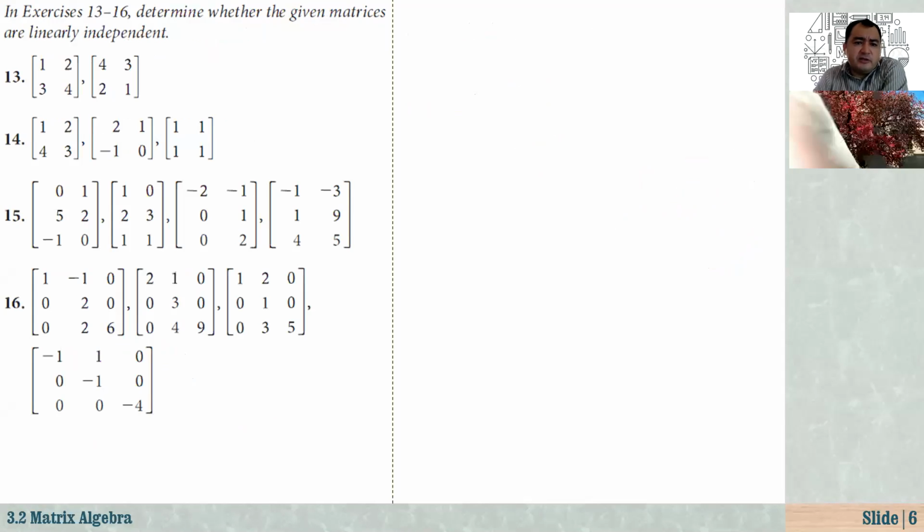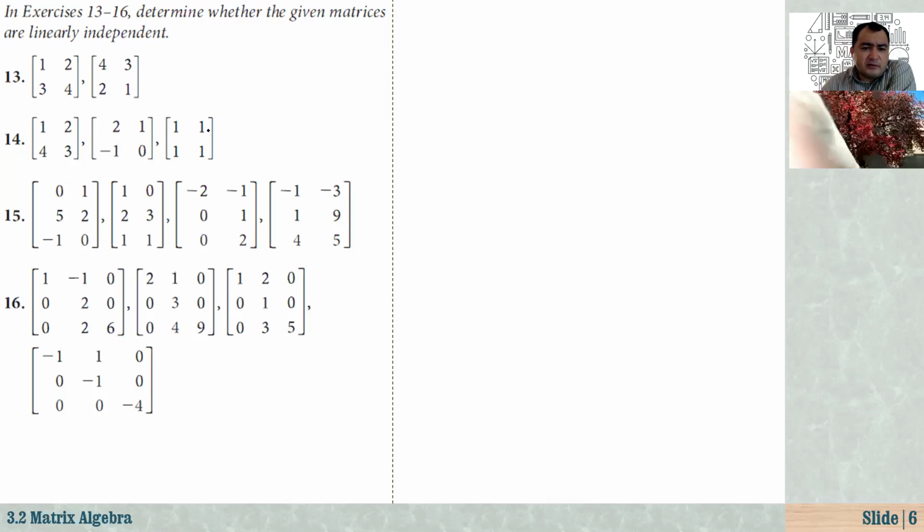another example, determine whether the given matrices are linearly independent. Well, let's do this question quickly, maybe one example, and after that we'll have a break because we have 4 minutes left. And I know you have class at 11 o'clock. So we will have 30 more minutes and finish the class. Anyway, so it says determine whether the given matrices are linearly independent.